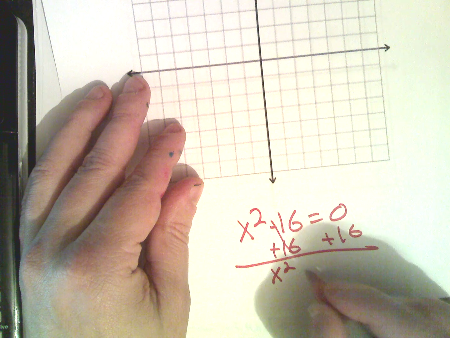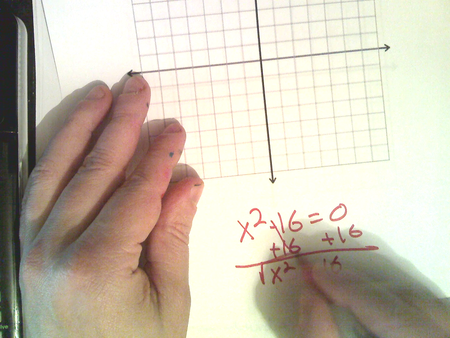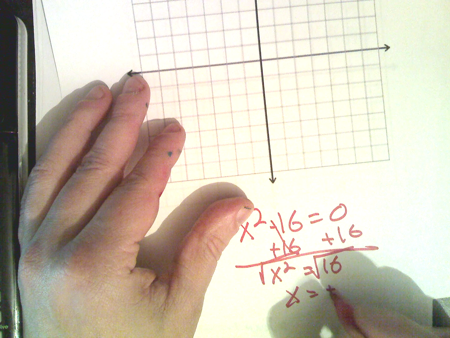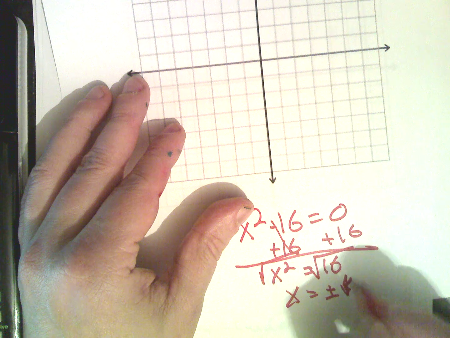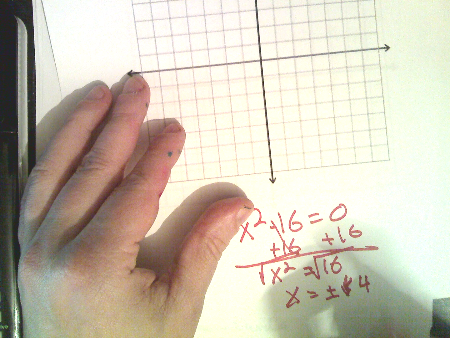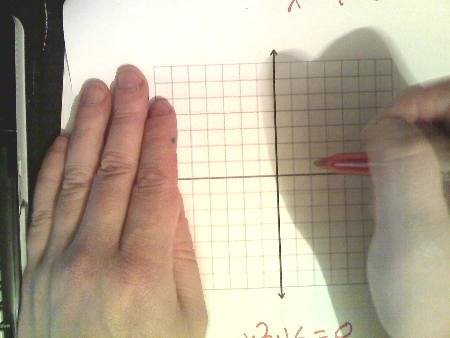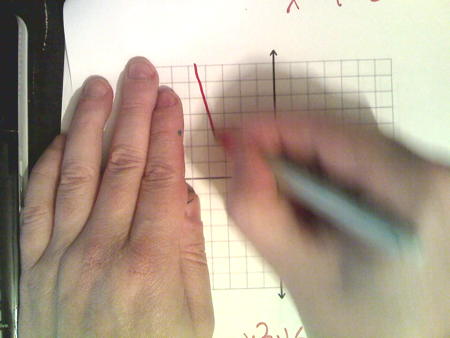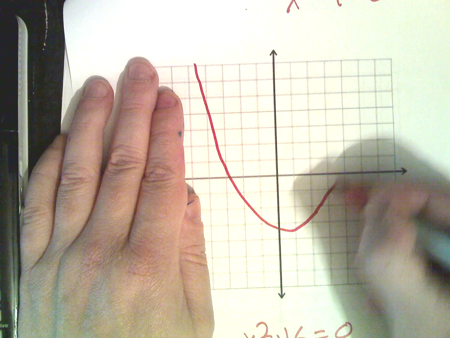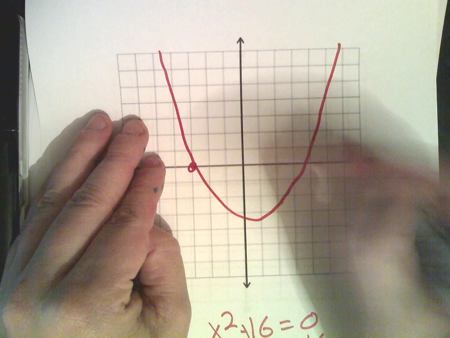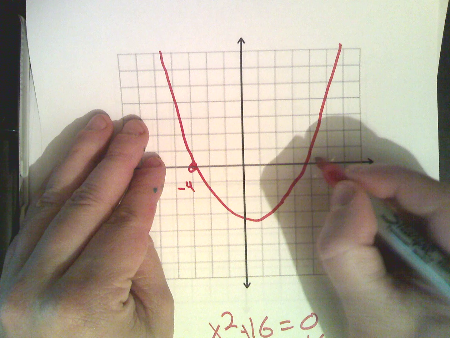Solve for x. Got to square root both sides. And you have x equals plus or minus, in this case, 4. Square root of 16 is 4. So it would be x plus 4 and x minus 4. Another way to do it is graph it. So if you graph it, you would see that it would intersect at 2 points, -4 and +4.